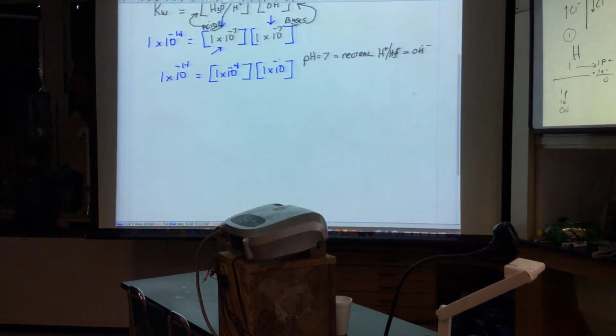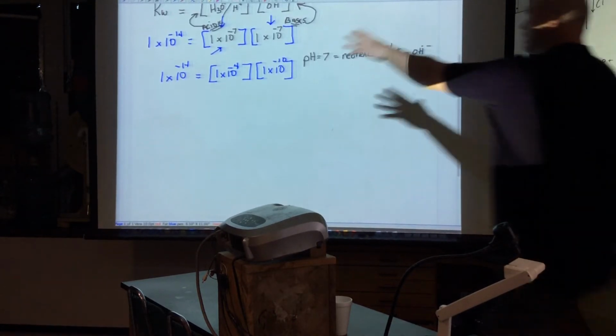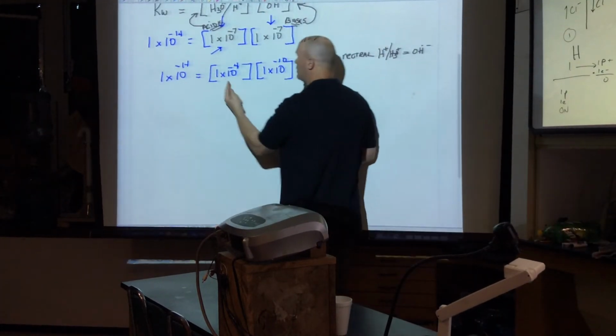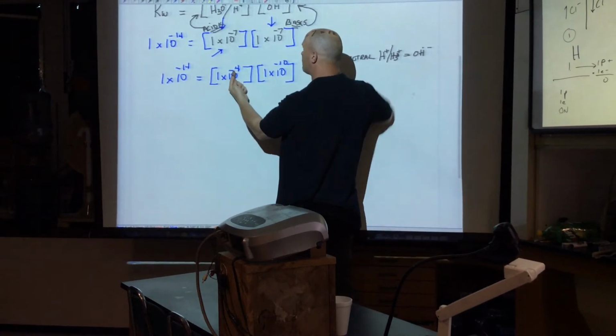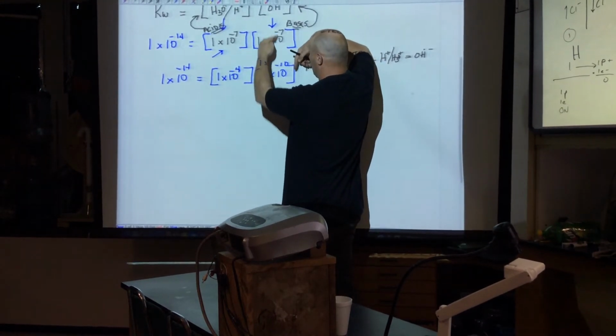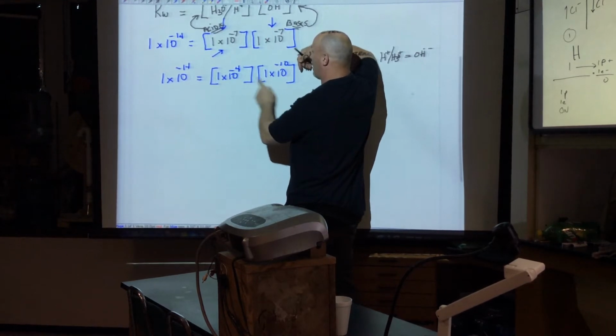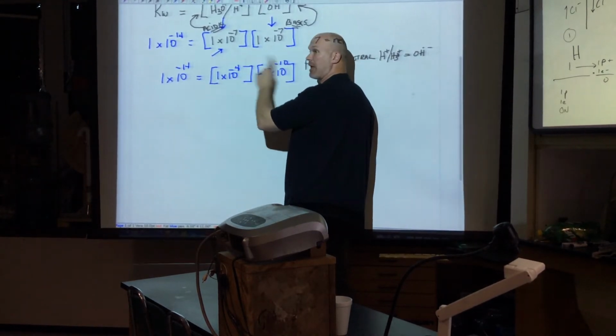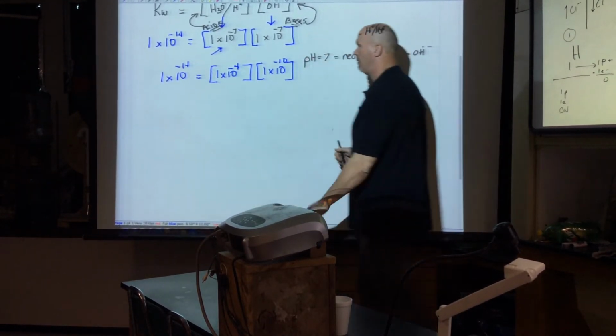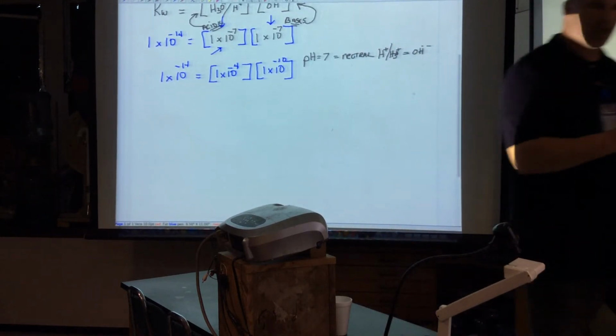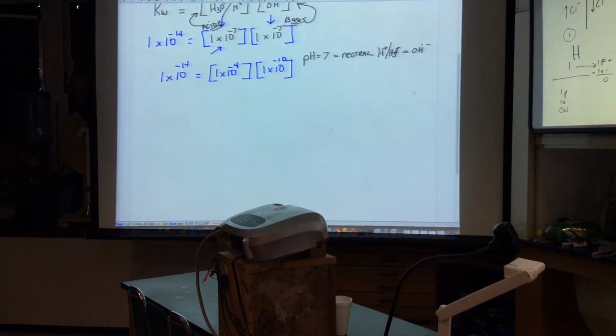How did I do that? I'm going too fast. You know what I just did? This number can't change. It's a constant. This went up 1,000 times. This must drop 3 zeros, 1,000 times. These two numbers, exponents, when added together, must equal 14. Now watch. We just added an acid. What's my pH now?